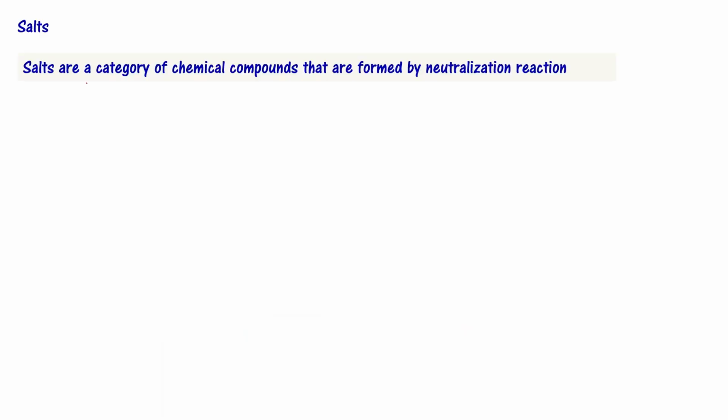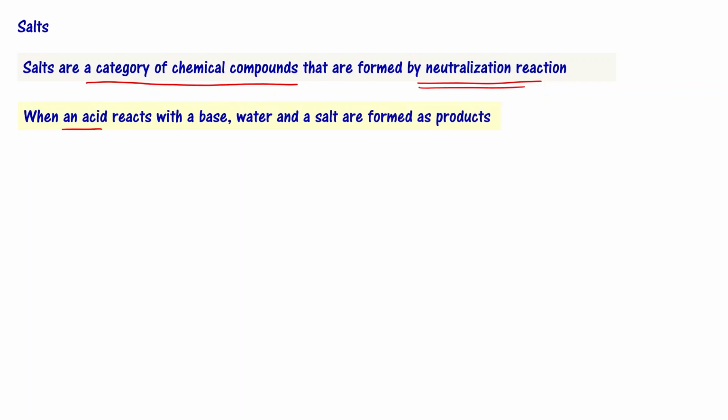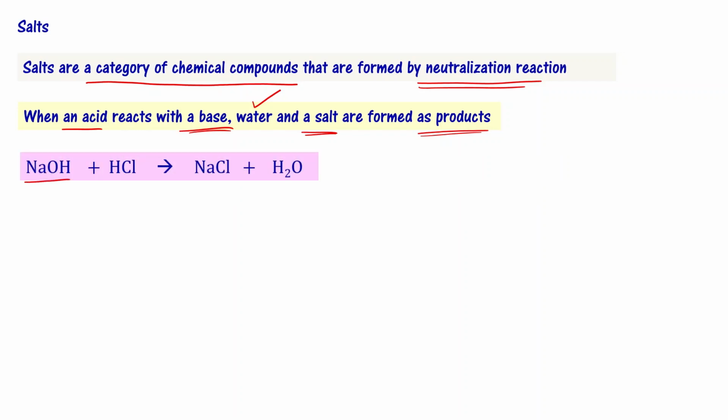Salts are a category of chemical compounds that are formed by neutralization reaction. Neutralization reaction అనేది acids and bases మధ్య జరుగుతుంది, right? When an acid reacts with a base, we know that water and a salt are going to form as products, right? For example, NaOH is a base. When it reacts with HCl, that is an acid, you are going to get a salt NaCl and water H2O, right? Here the salt is NaCl.